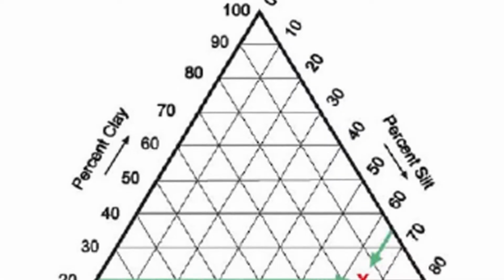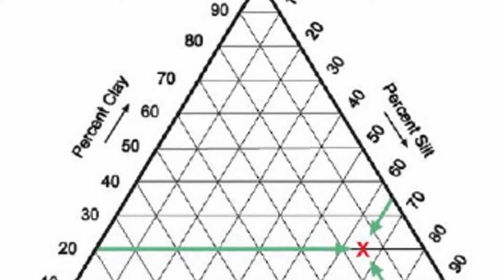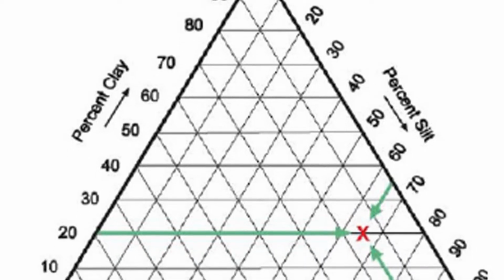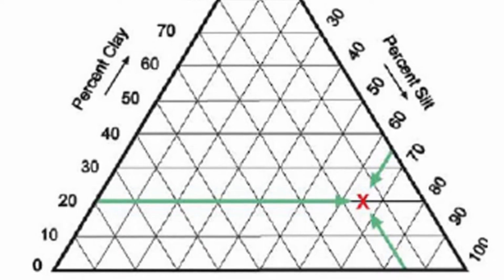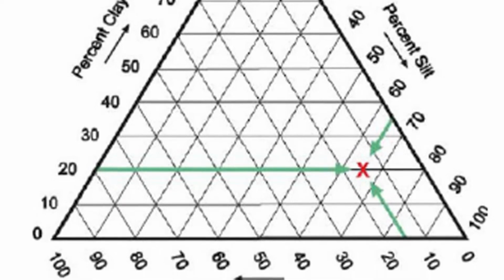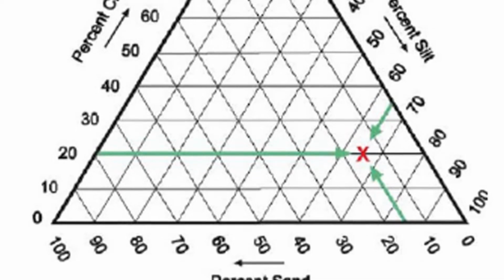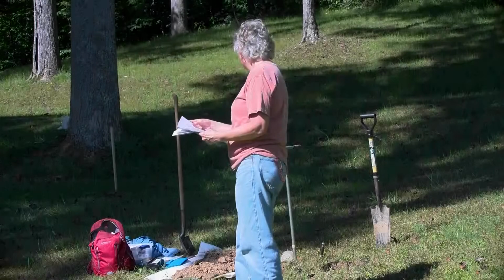So if you have a soil and you texture it and you know that it has perhaps 70% sand and 10% clay, you go where those 2 lines intersect, and it tells you that it's going to have 20% silt, but it also tells you that it's a sandy loam. So we use this textural triangle to figure out what our texture is.